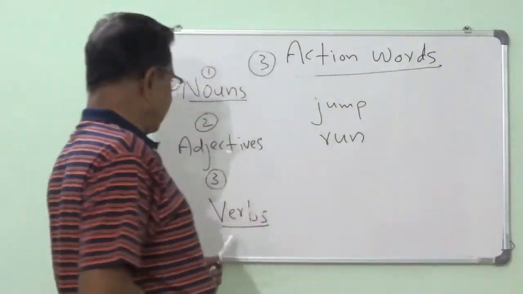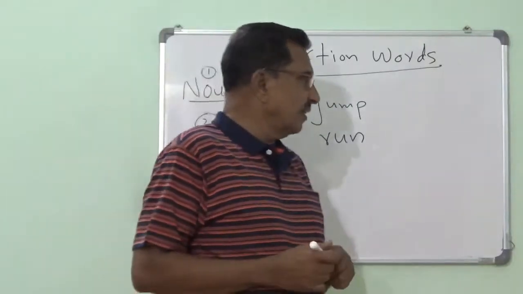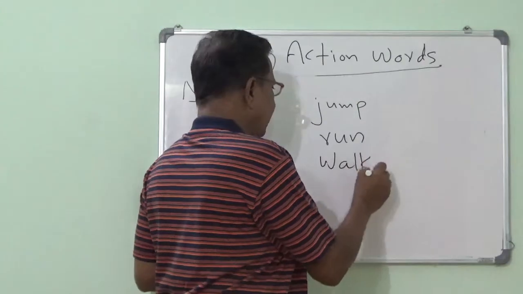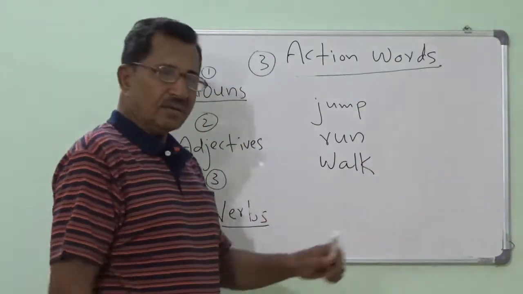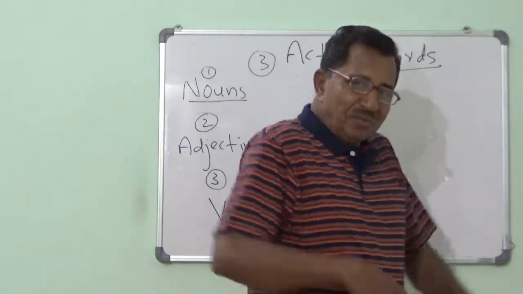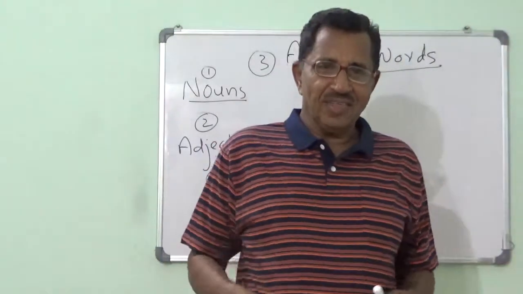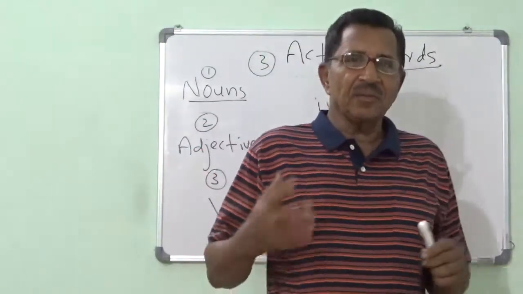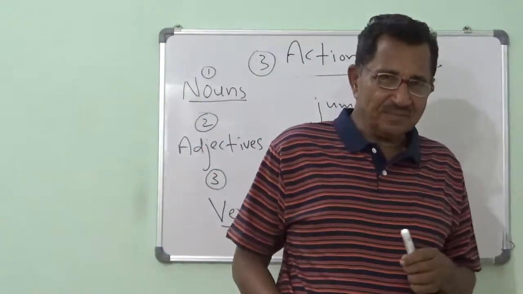We are seeing verbs. Run. Run is an action. Walk. See that? Walking. This is action. Movement. Your body is moving. At least not the whole body, some parts of the body will be moving. So that is action.